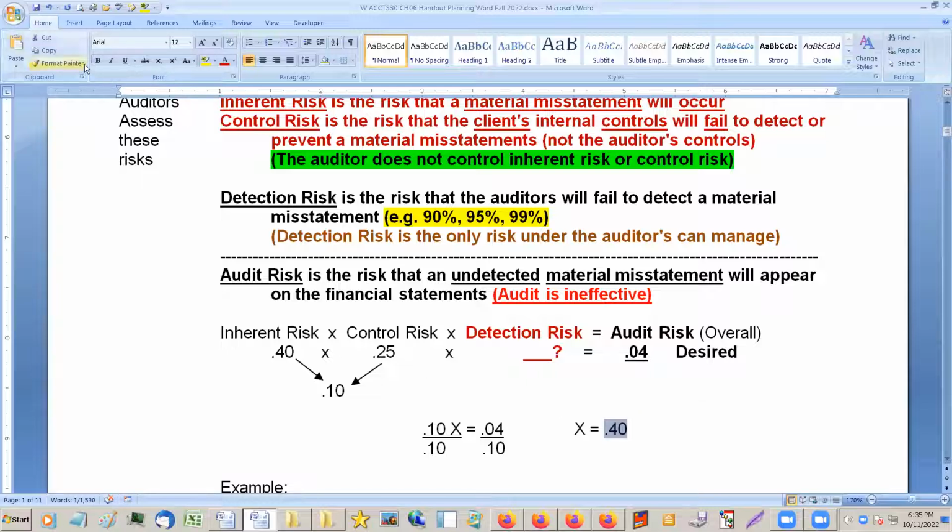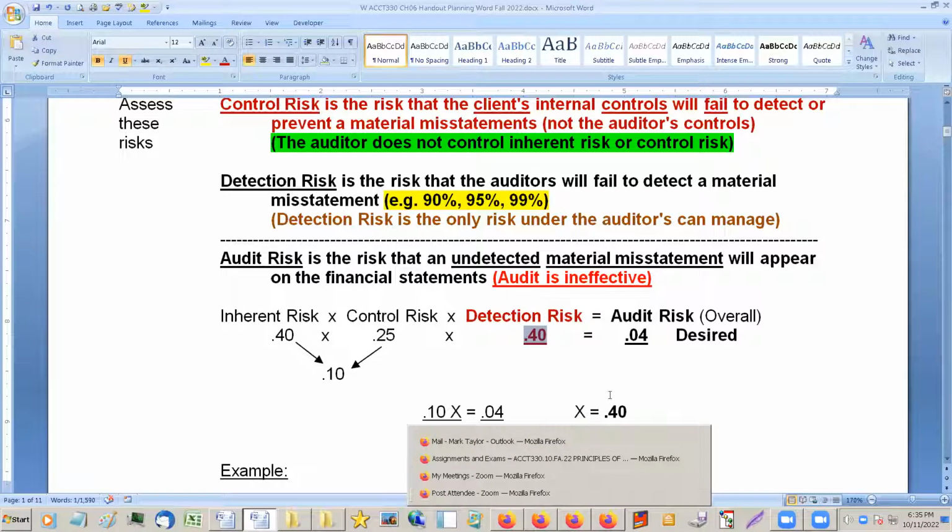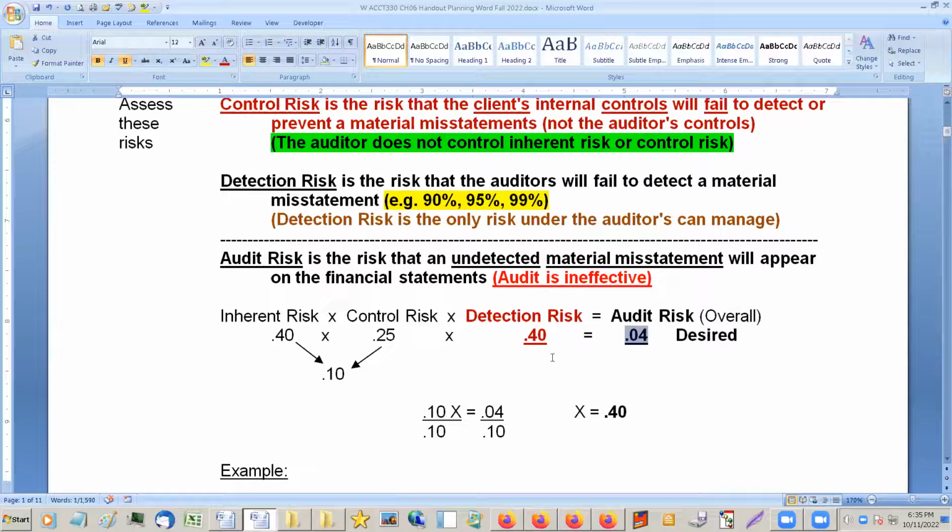So here's my point with all this. It is possible that you change your detection risk based on what you come up with for your assessment of inherent and control risk. Now, you can't actually change what truthfully they are, but your assessment of them may change based on your investigation. So in this case, what would it take to get down to 0.04? It would take a detection risk of 40%.